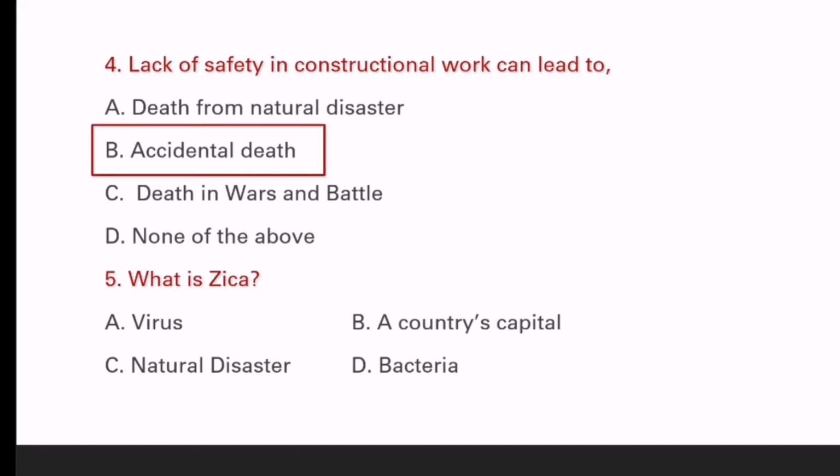As we have learned from lesson 7, lack of safety in constructional work can lead to accidental death. Now, question number 5 is, what is Zika? The answer will be, it is a virus. The other options are: it is a country's capital, natural disaster, or bacteria. None of them is the correct answer, because we know Zika is a virus.